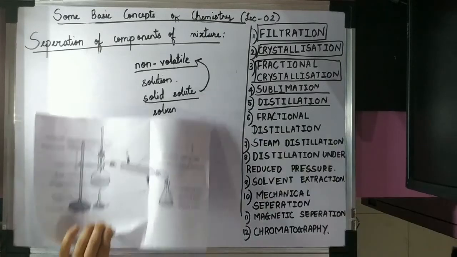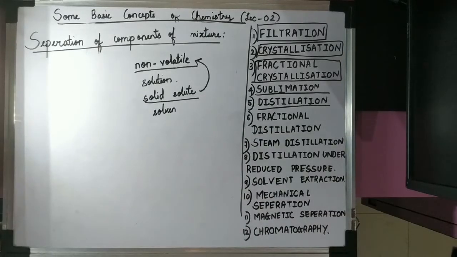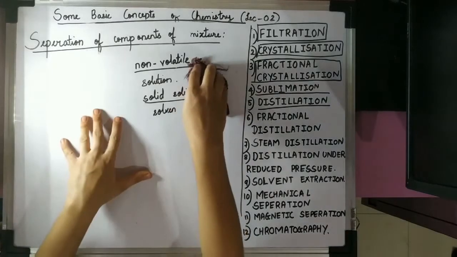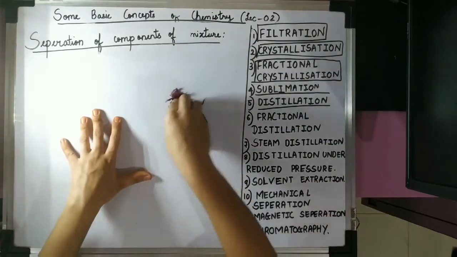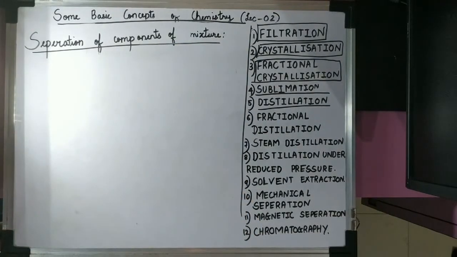Now the next method that we will understand is fractional distillation. This is a very important method used in the petroleum industry. So how is fractional distillation used? It can be used for the components of a miscible liquid mixture, which can be separated by this method. It is based on the two liquids having a small difference in their boiling points.